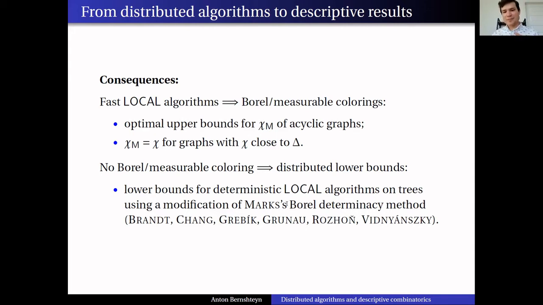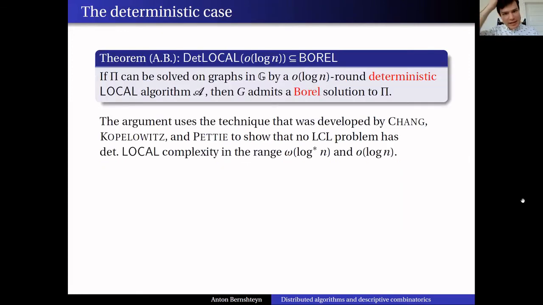And so this technique inspired new methods in deterministic local complexity and produced new lower bounds. Yeah, let me say a couple words about the proofs of these results, these implications. Say this one is not too difficult. So here you're assuming that the problem can be solved by a little o of log n round deterministic algorithm, say A, and then we want to find a Borel solution to the problem on this infinite Borel graph G.